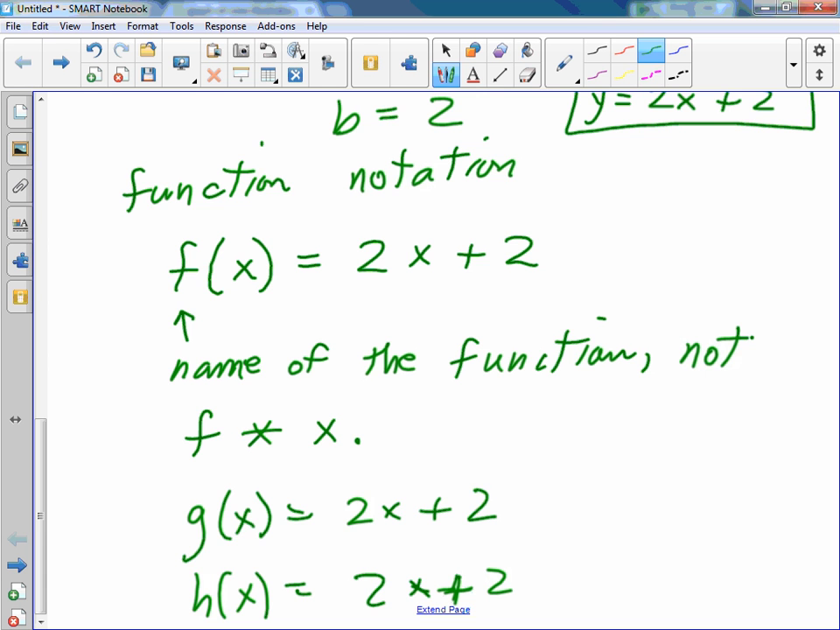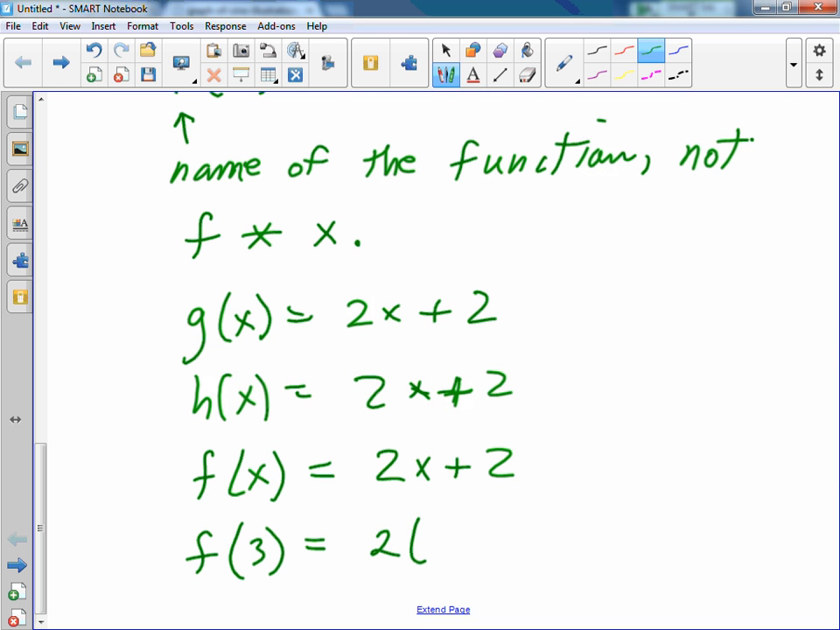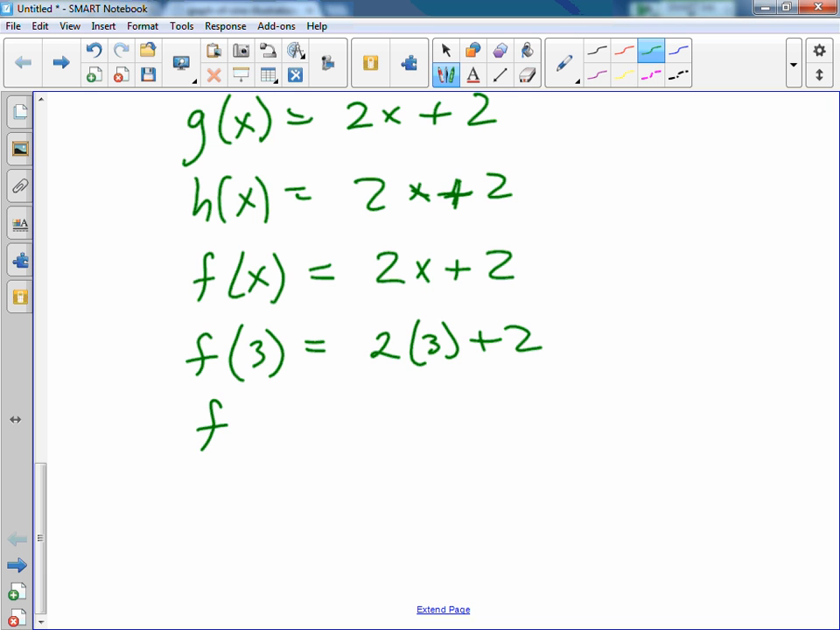And what is nice about function notation is we can say f of 3 equals 2 times 3 plus 2. So then we would say f of 3 equals how much? 8. Okay.